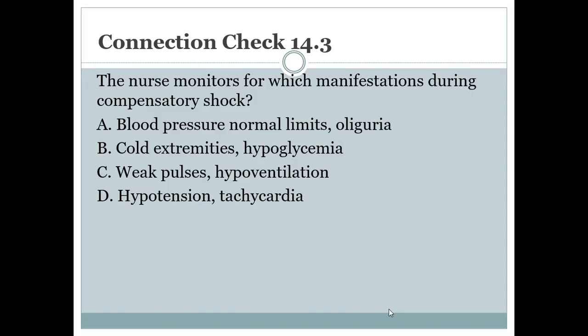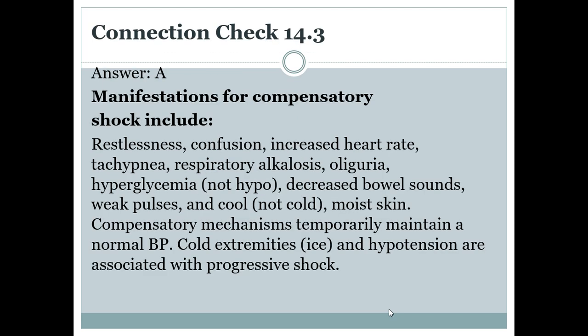So let's do a connection check. The nurse monitors for which manifestations during compensatory shock? Remember, they're compensating. Blood pressure is within normal limits. They have oliguria. They have cold extremities and hypoglycemia. Or are they weak pulses and hypoventilation? Or are they hypotension and tachycardia? The answer is A.